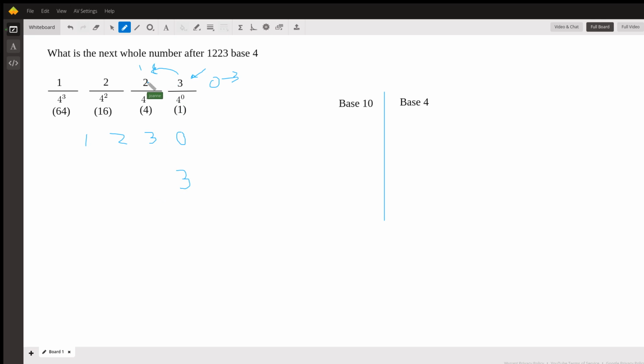In the second location, it's 2 times 4 to the first, which is 4. It's 2 times 4, so I would add 8 to this. In this location, I would do 2 times 4 squared, or 2 times 16, which is 32. And then finally, in the farthest left location, I have 1 times 64, and so I would add those together. So 3 plus 8 is 11, plus 32 is 43, plus 64 is 107, okay?